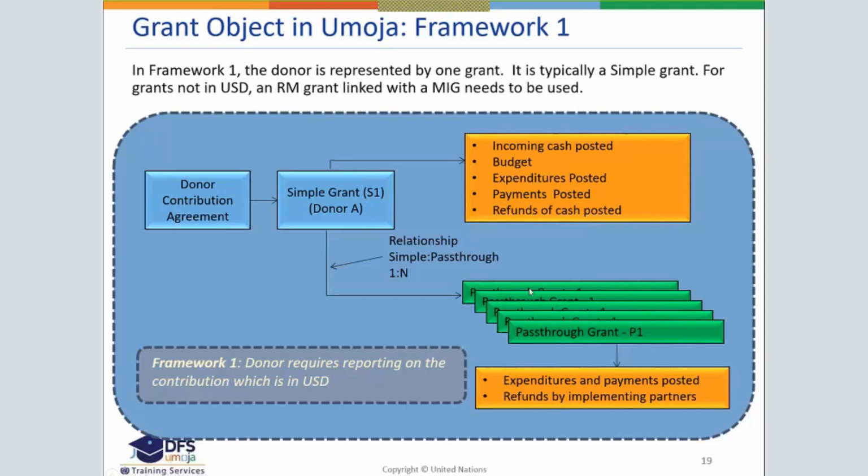So if we have implementing partners in place, we will have one pass-through grant per implementing partner, and in these pass-through grants we will track expenditures, payments posted, and refunds by implementing partners. This is a very simple situation, and this kind of structure or implementation framework is called Framework 1. Any questions, guys, about Framework 1?